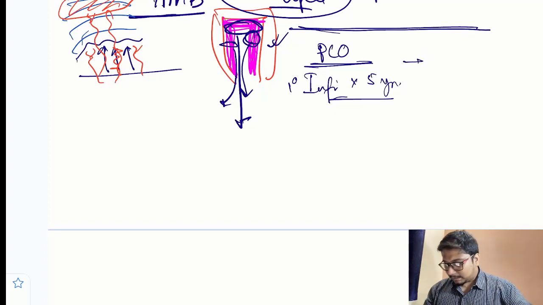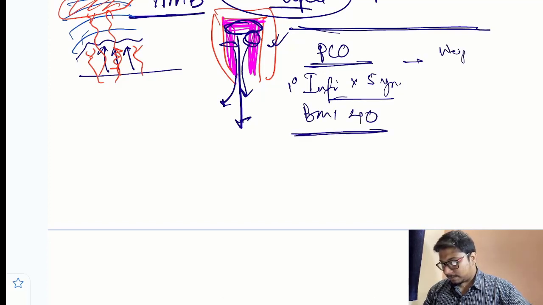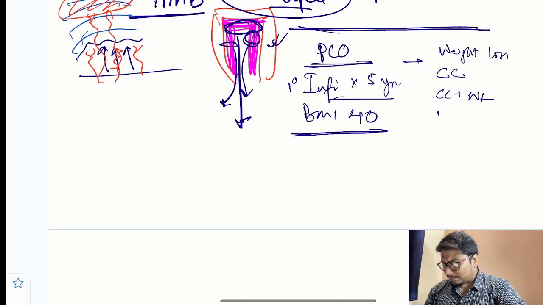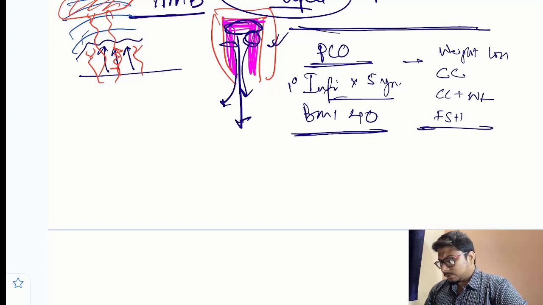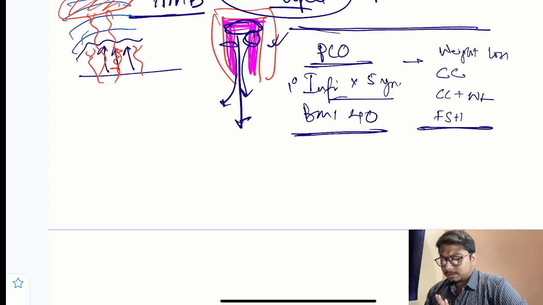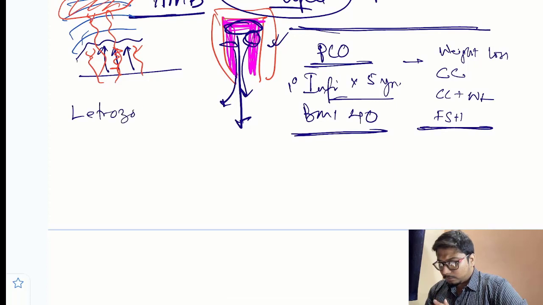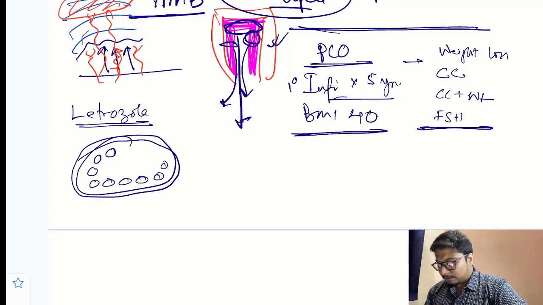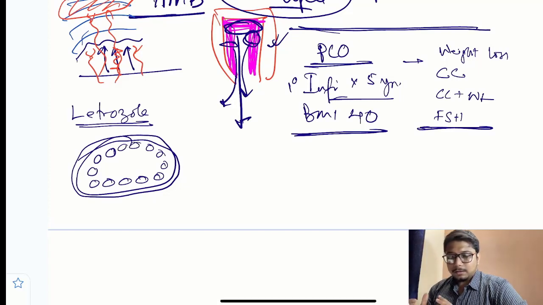So the options, I think her BMI was 40. BMI 40 is like morbid obesity. The question was, what is the first step in the management? And the options were weight loss, clomiphene citrate, clomiphene plus weight loss, and I think FSH induction was one of the options, as much as I have collected. What I'm pretty sure of from all my sources is that letrozole was not an option. And if you see the antral follicular count, PCO is this kind of picture, like many follicles are ready to mature.